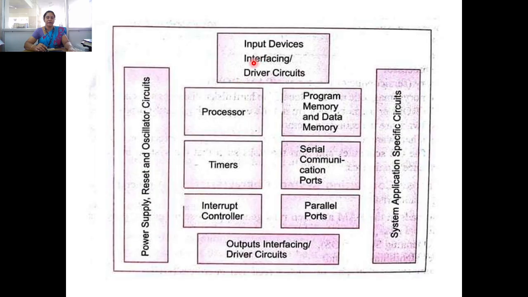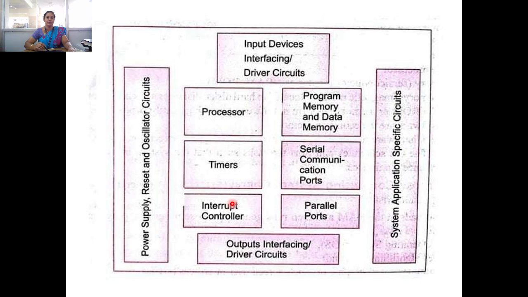Here, for example, consider a normal computer: you have to give some inputs and you get the outputs. The input is in terms of power supply, oscillator circuits, and reset buttons. Finally, the output is placed on your monitor, and you take a printout using your printer, which is called the system application specifics. Here is your input and this is your output driver circuits. Your devices are controlled by your driver circuits.